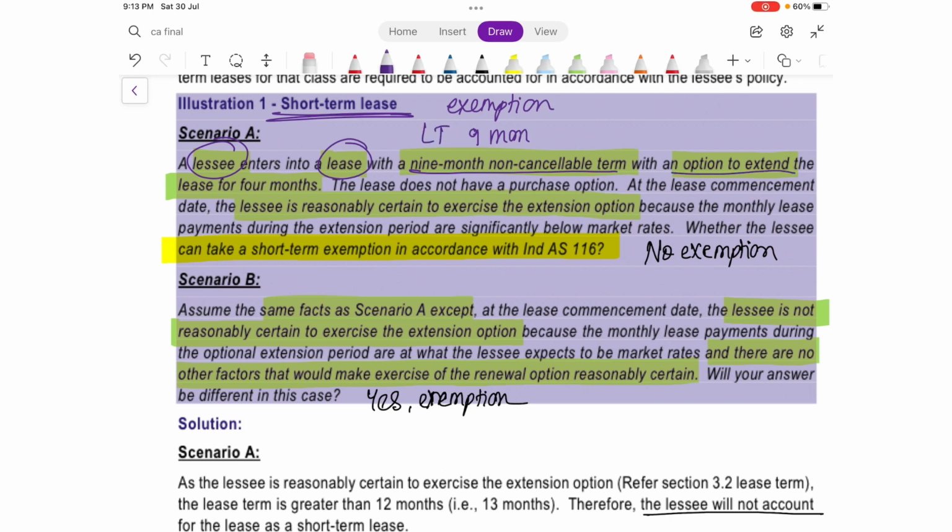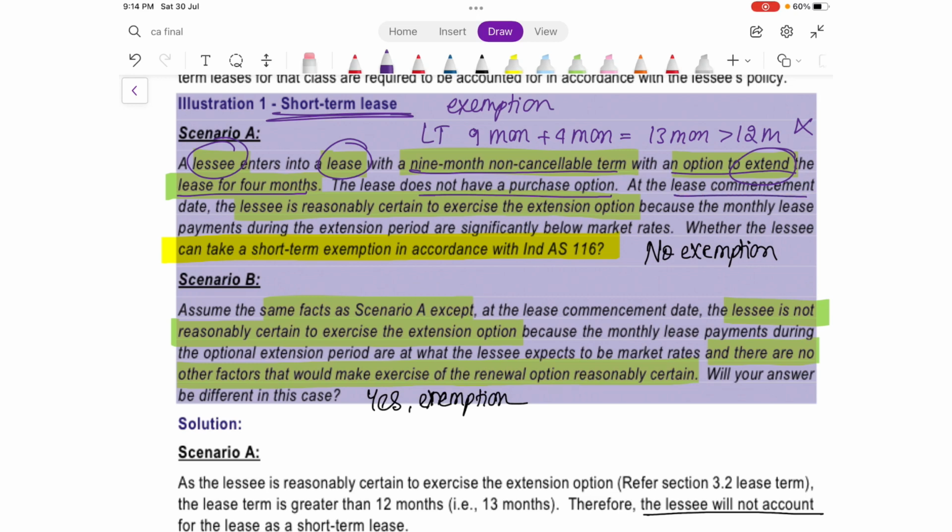There is an option to extend the lease for 4 months. So 4 more months, the option is there for the lessee to extend it. If the lessee chooses to extend it, it will become 13 months, which is more than your 12 months. So this cannot be a short-term lease anymore if the lessee is going to extend it. Correct. Here they say that the lease does not have a purchase option, which is well and good.